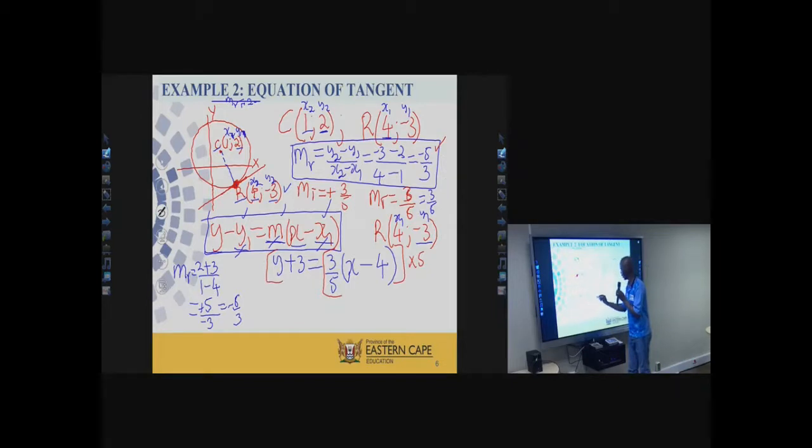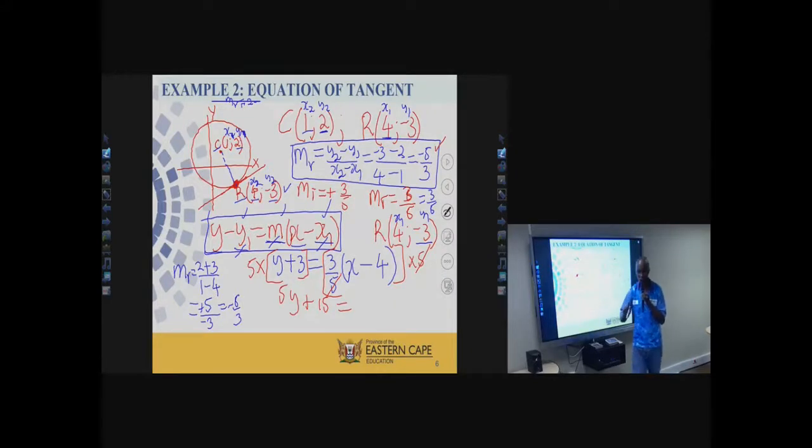Left-hand side, I must multiply it by 5. Then the moment I do that, that 5, which is the denominator, will cancel that 5. And then I will just remove the brackets and say I've got 5y, 5 times y is 5y, plus 5 times 3 is 15, is equal to, then I'm only left with the numerator. I'm avoiding working with fractions. That's one way of avoiding working with fractions.